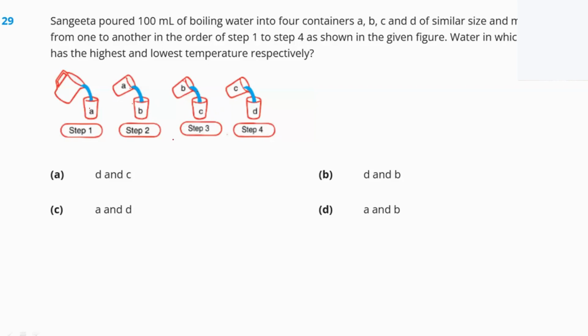So at the first step when she pours the water, the heat is maximum, the highest temperature, and at the end, the heat of the water, or the temperature of the water, is the least.